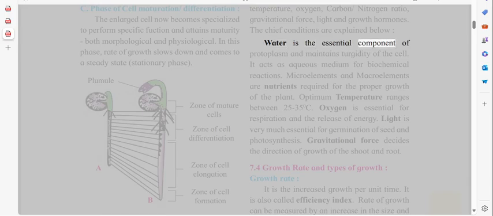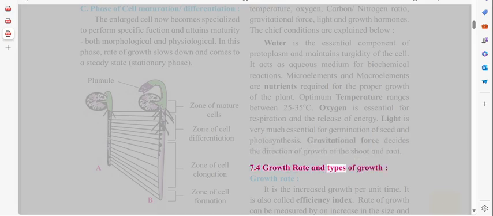Water is the essential component of protoplasm and maintains turgidity of the cell. It acts as aqueous medium for biochemical reactions. Microelements and macroelements are nutrients required for the proper growth of the plant. Optimum temperature ranges between 25 to 35°C. Oxygen is essential for respiration and the release of energy. Light is very much essential for germination of seed and photosynthesis. Gravitational force decides the direction of growth of the shoot and root.